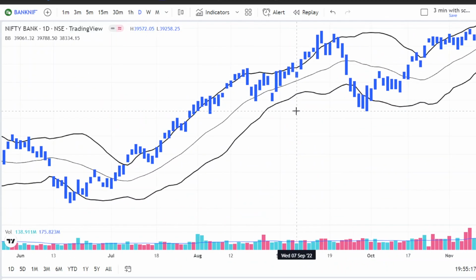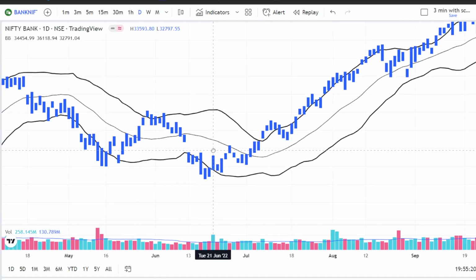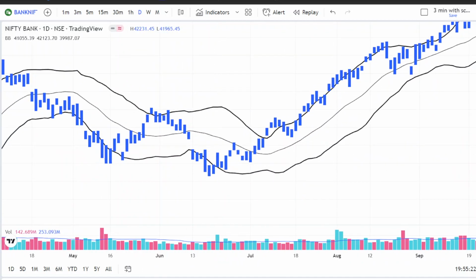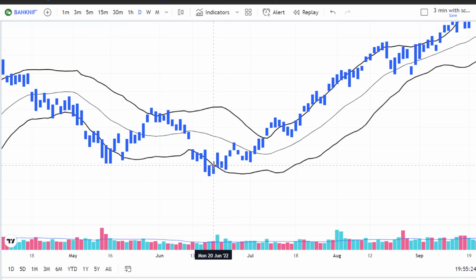Just like this, if you backtest it, even here if you see there was a buy. So if you would have initiated the trade with this candle, we'll leave this candle.